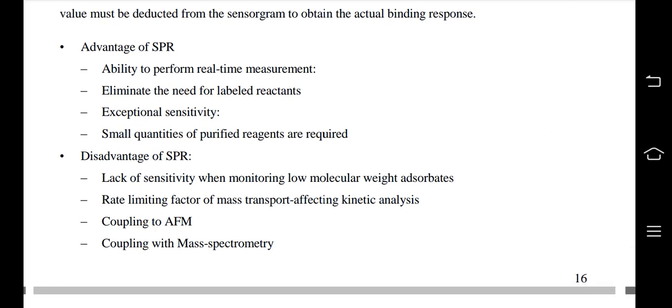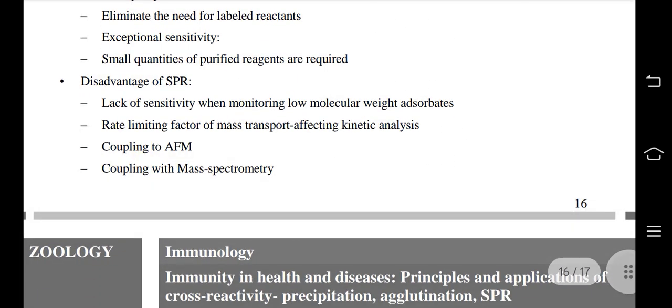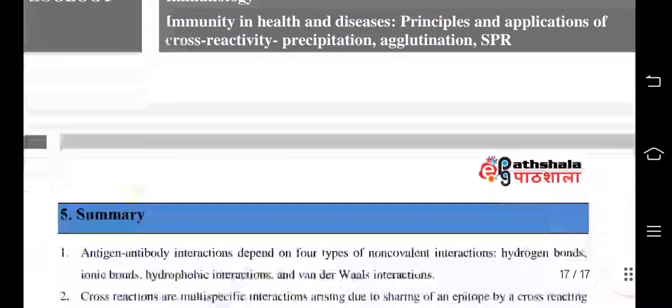Advantages of SPR: ability to perform real-time measurement, elimination of the need for labeled reactants, exceptional sensitivity, and small quantities of purified reagents required. Disadvantages of SPR: lack of sensitivity when monitoring low molecular weight analytes, and a rate-limiting factor of mass transport affecting kinetic analysis. It can be coupled to AFM and coupled with mass spectrometry.